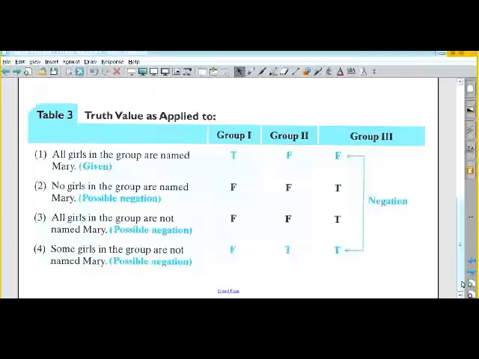And then the last group, some of the girls in the group are not named Mary. Well, all of the girls in the group are not named Mary, so that means this is true. Some are not named Mary. So we look at the truth values, and the true in the original statement becomes false in the negation. The false in the original statement becomes true in the negation, and then false becomes true. So because all of the three possibilities have their truth values changed to false values and their false values to true values, therefore the last one is the appropriate negation.